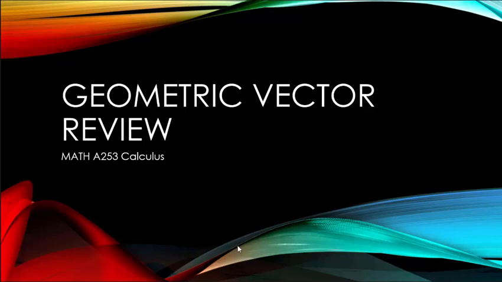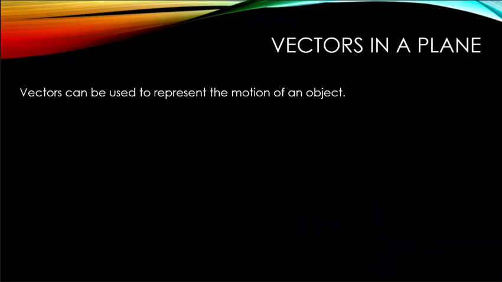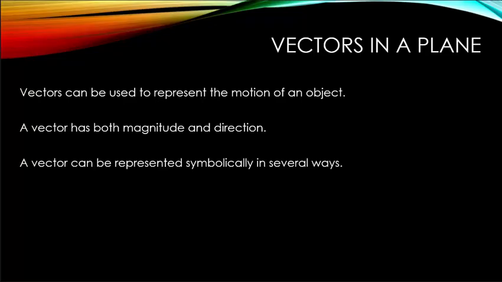I want to start with a geometric vector review. We've already worked with a few vectors in a plane. They can be used to represent the motion of an object in one or two dimensions when they're confined to a plane. Vectors have both magnitude and direction, and they can be represented symbolically in several different ways.